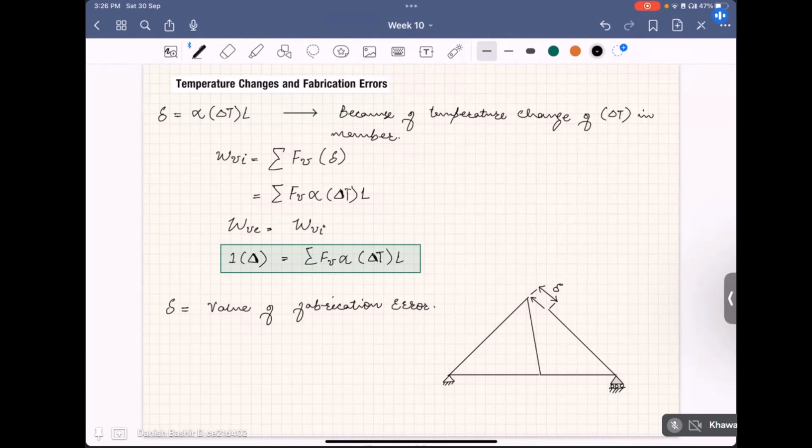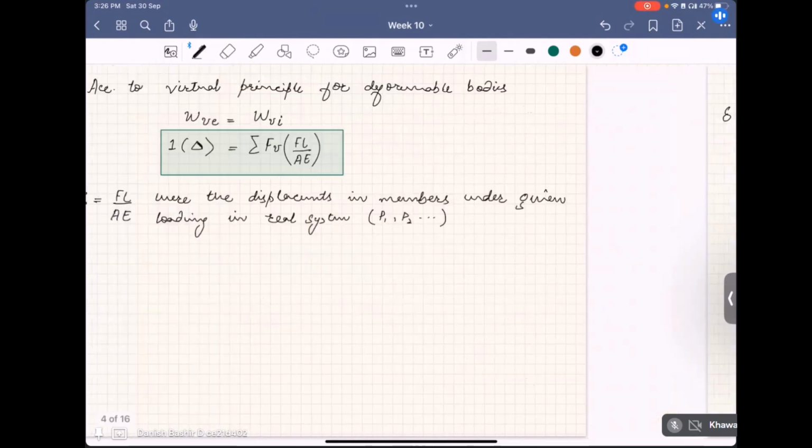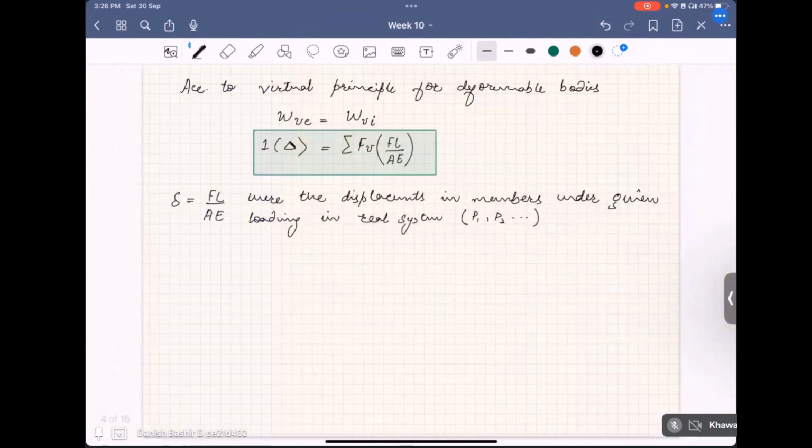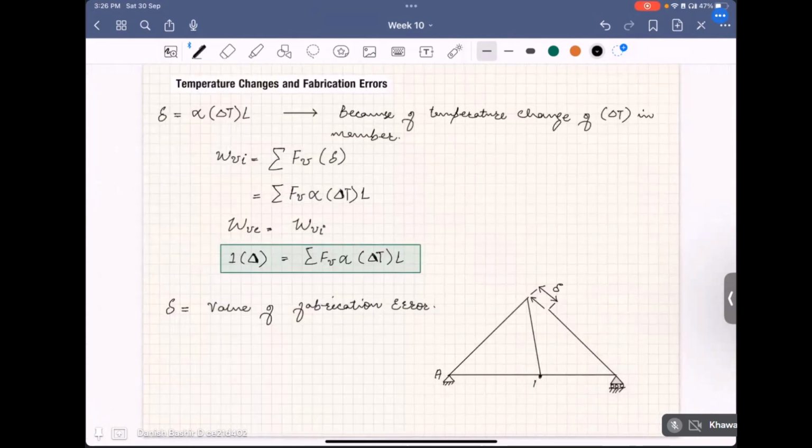So for example, if we have to calculate the deflection at point D, again we will apply a 1 kilonewton load here, and we will assume that our truss deflects like this under this fabrication error, and this is given by delta. Then we will equate the same thing that I have done here.